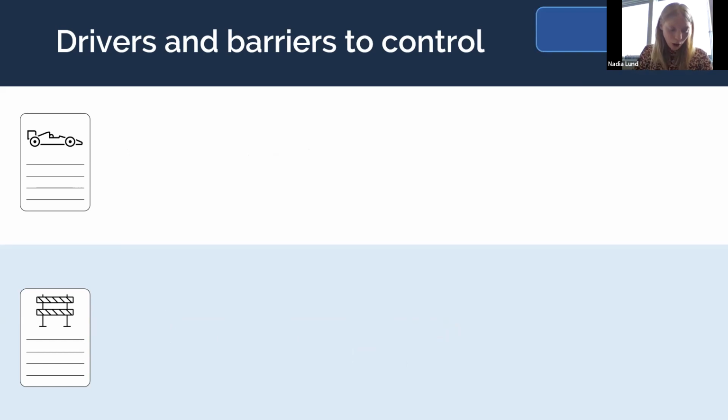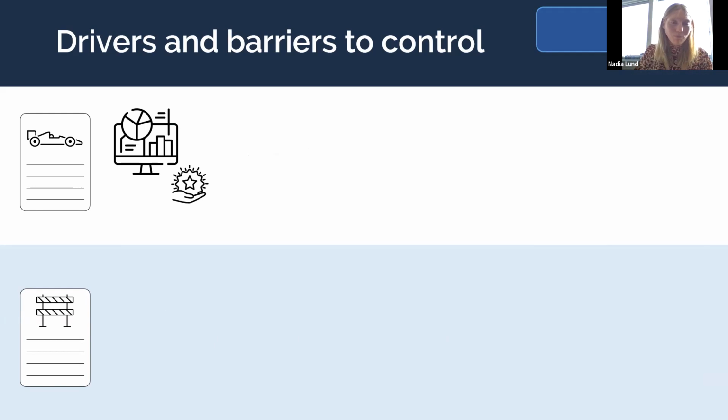And then finally, we come to the topic that I think is actually one of the most interesting ones, and that is the social objectives. So in the end, it's people who have to implement the control. So what do they actually see as the drivers and the barriers to control?